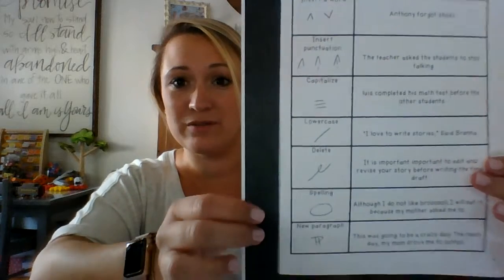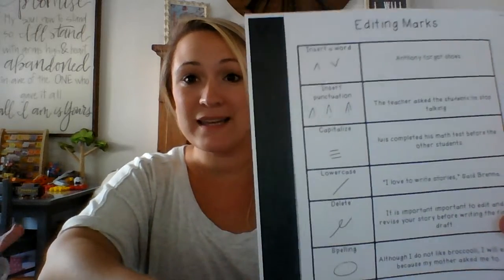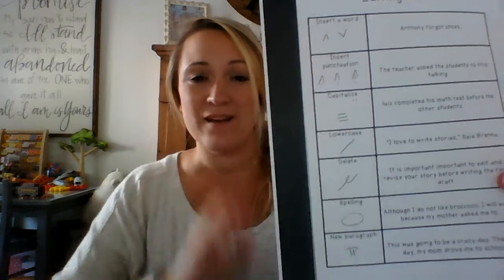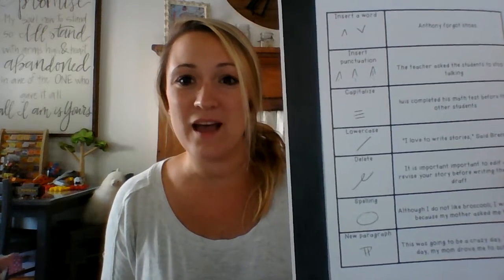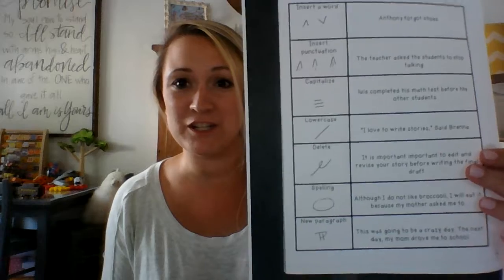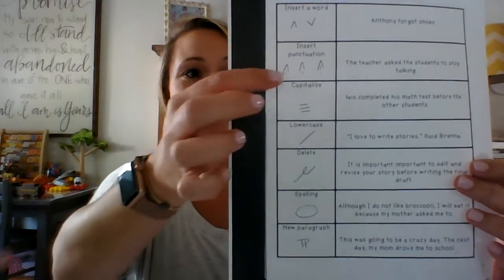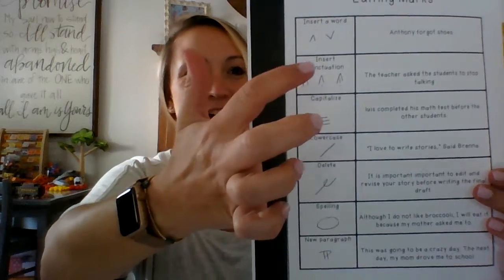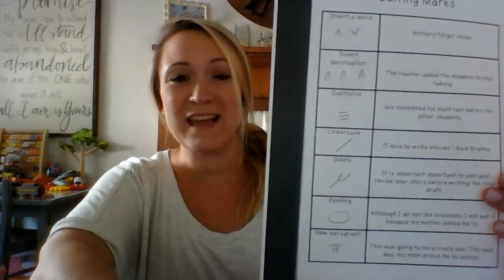Now what we're going to put on page 7 are the marks that you're going to use as you go through and edit. So when you need to insert a word, you're going to use one of these little carrots right here, or an arrow. If you need to insert punctuation, you're going to use that same mark. And then inside of the kind of half of a triangle, you're going to put the punctuation that needs to be inserted.